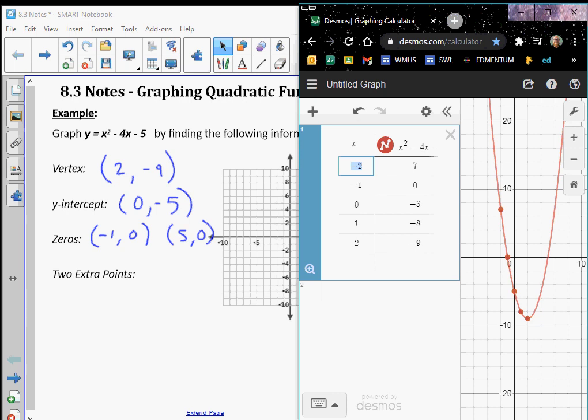So I don't have the point (-2, 7), or let's see, what else don't I have? I don't have the point (1, -8) either. So I'm going to use those.